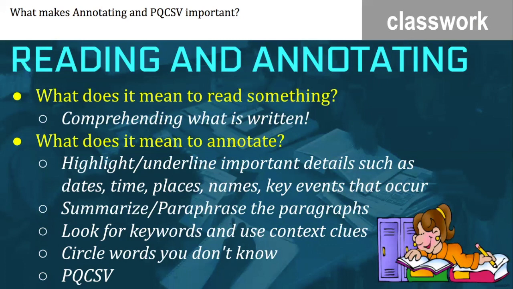You might also look for keywords and use context clues. Context clues is using the words surrounding the word that you are not familiar with to help you understand or identify what that definition might be. Aside from looking for keywords and using context clues to understand or get the definition of those words, you can also circle words that you don't know and then come back to them later so that you can identify what that definition is. The last annotation strategy you might encounter or you might use is PQCSV, which stands for predicting, questioning, clarifying, summarizing, and visualizing. We will go over PQCSV within the next couple of minutes.